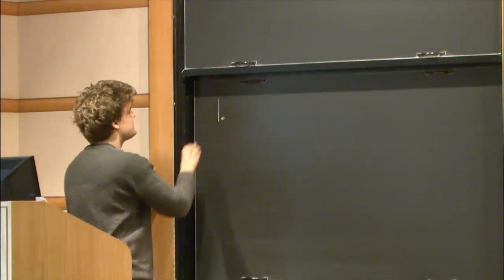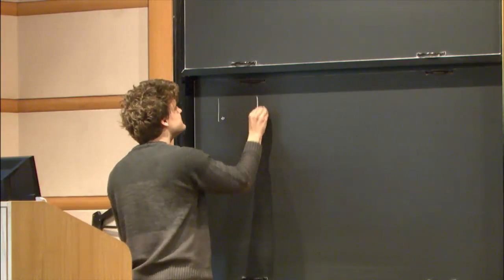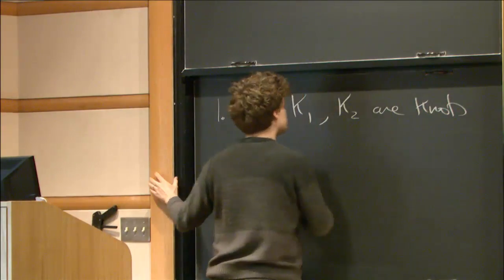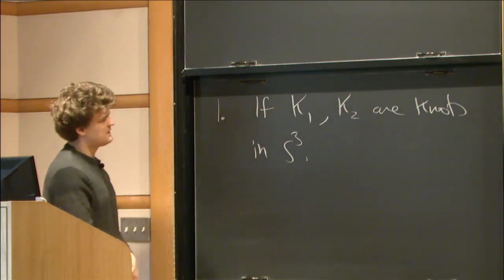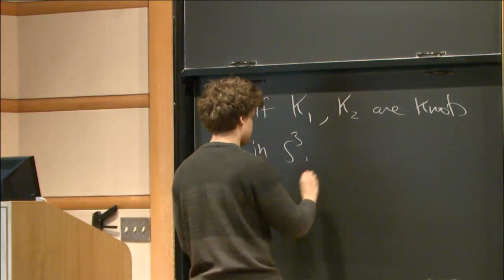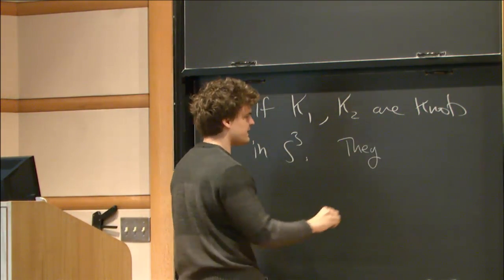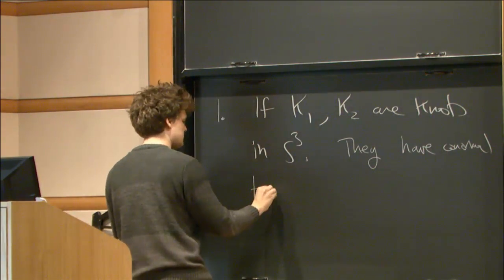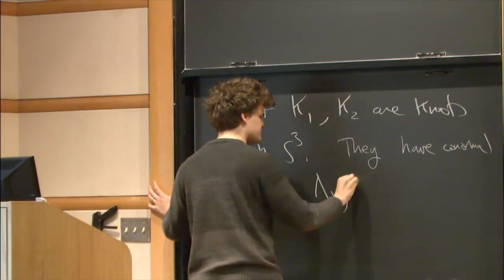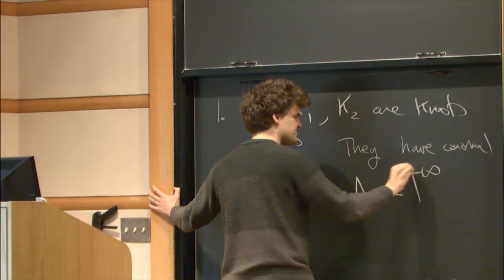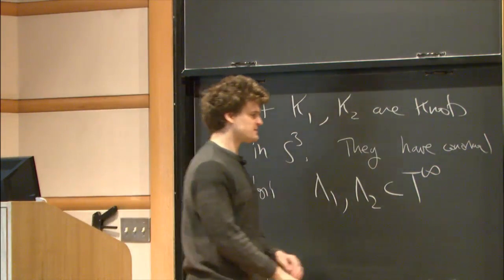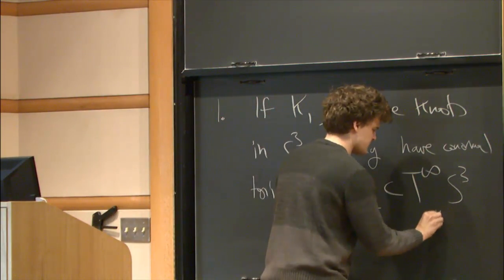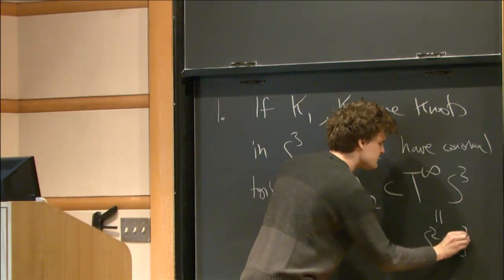All right, so if I have two knots, they have two conormal tori. Call them lambda 1 and lambda 2, which are Legendrian tori in the cosphere bundle over the 3-sphere. The 3-sphere can be framed, so this is S2 times S3.